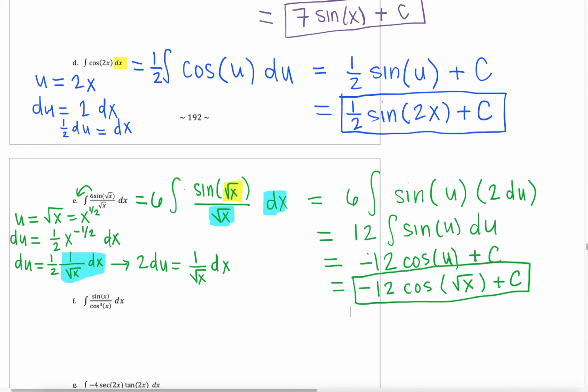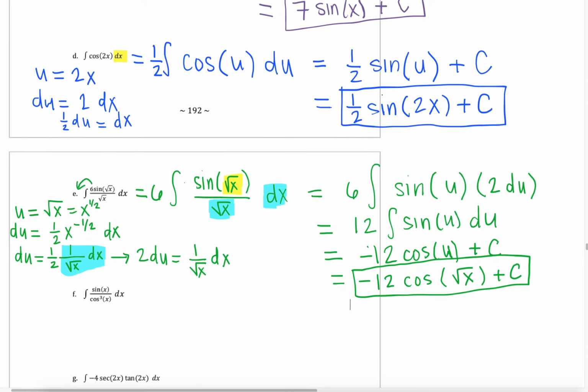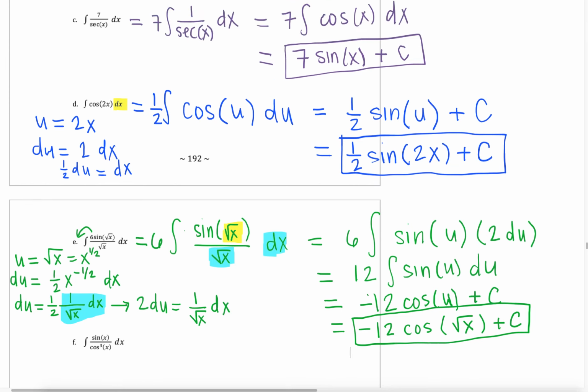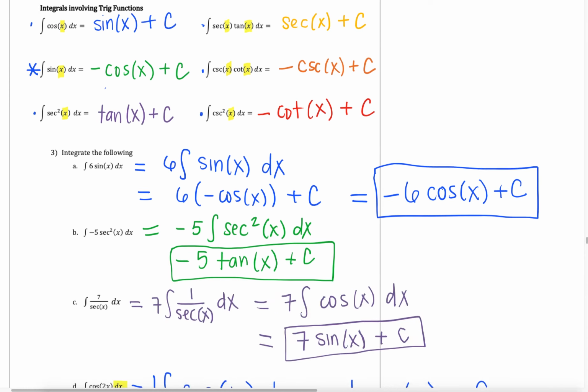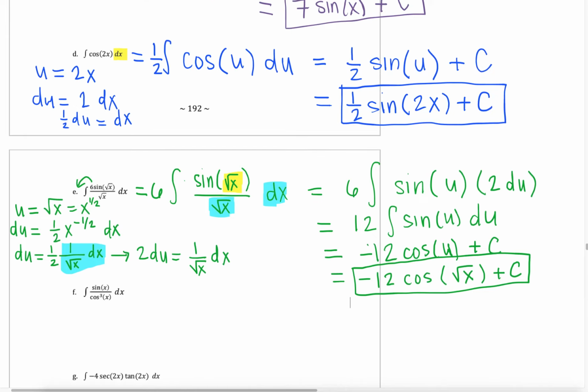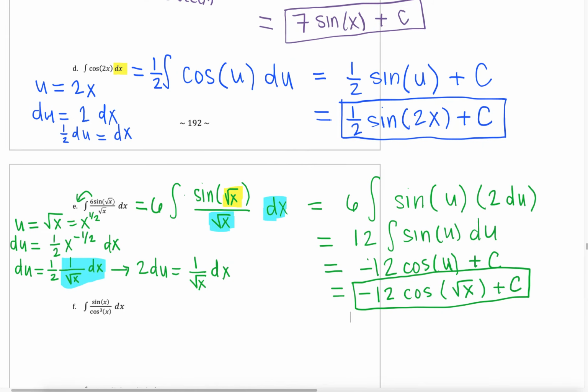Okay, let's look at example F. So here we have two trig functions. We have the integral of sine of x over cosine cubed of x dx. Well, when we've got more than one trig function, unless it's one of the basic integrals up above, so where we have like secant times tangent or cosecant times cotangent, what's going to happen in these integrals is that one of those is probably going to end up being what u is equal to.